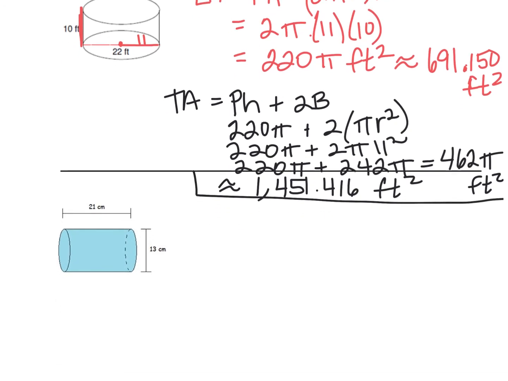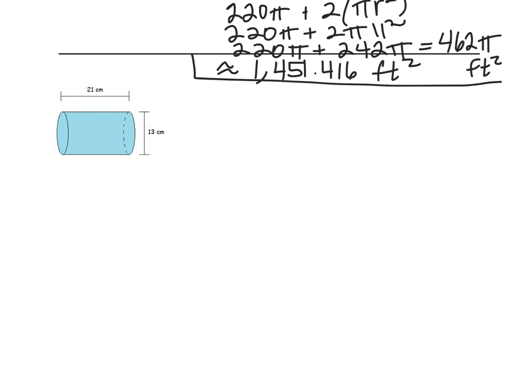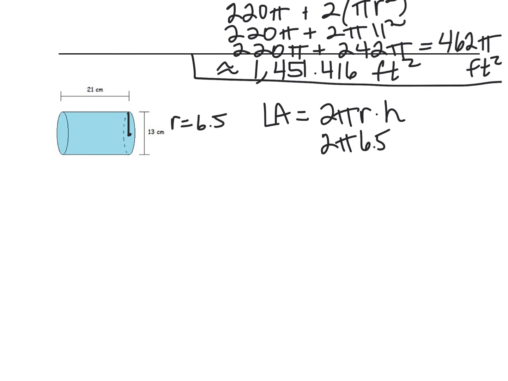Okay, let's do another cylinder. So again, we have our diameter is 13, and so our radius would be half of 13, and so the radius is 6.5. Okay, so our lateral area is 2 pi r, the perimeter, circumference of the circle, times the height. So 2 times pi times 6.5 times 21 is our height. And that's 273 pi centimeters squared.